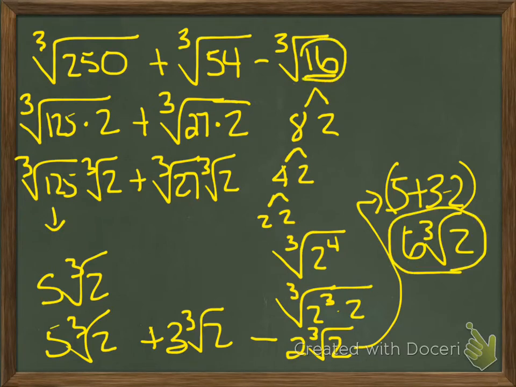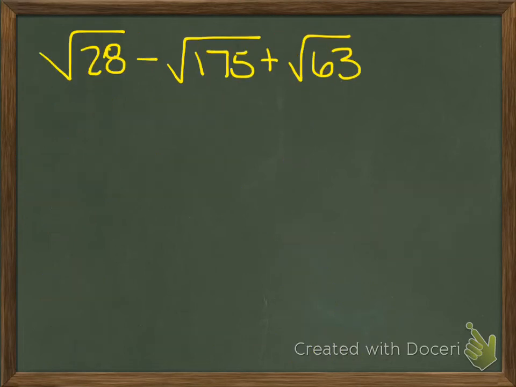Again, start with your smallest, and that'll tell you what radical you want to have left over. I want to have a cube root of 2, that means I did 2 times 27 and 2 times 125. Take a look at our second example.